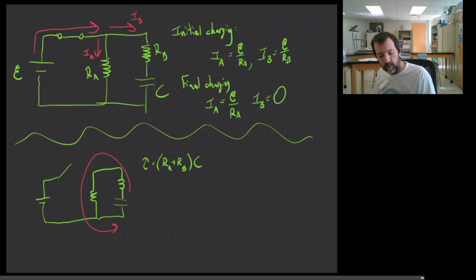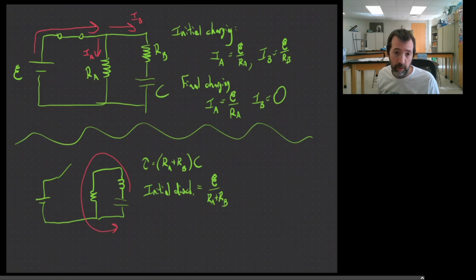So the initial current during the discharge is going to be E over RA plus RB, E being the initial potential difference for the capacitor, and RA plus RB being the resistance of the circuit. So that's the initial current during the discharge process.